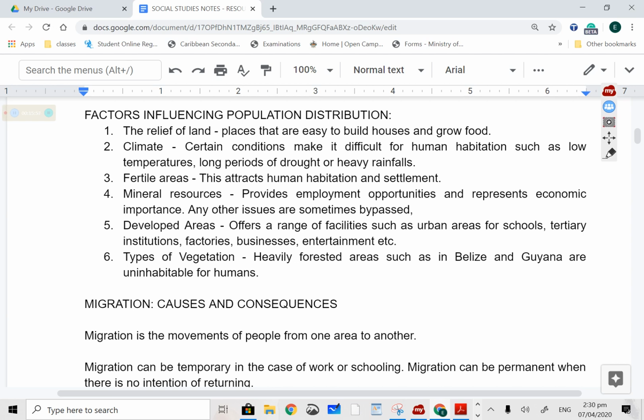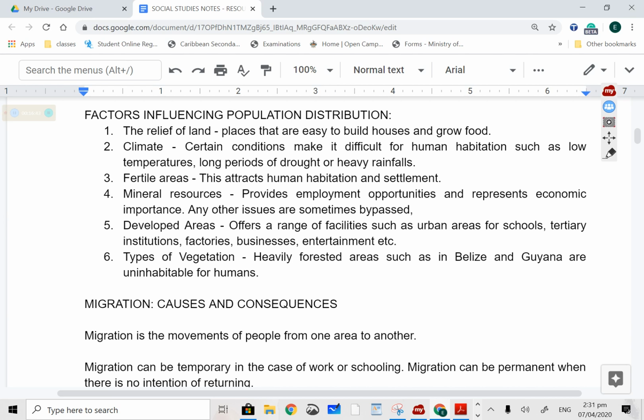Now, the third one is fertile areas. This attracts human habitation and settlement, obviously. So fertile areas would be an easy answer, and you always target the easy answers so that you are able to remember them for your exam. Mineral resources obviously attract people, even from foreign lands to come to a third world area, if they know you have a mineral resource that is easy to harness, that creates wealth. They will be at your doorstep in no time. It provides employment opportunities and represents economic importance. Any other issues are sometimes bypassed.